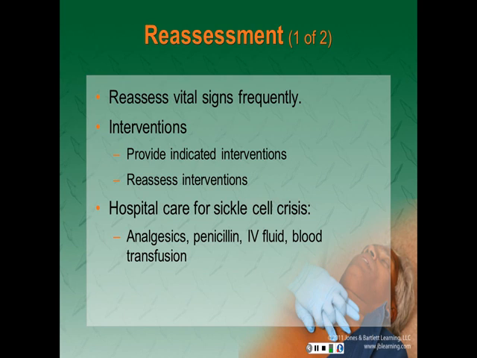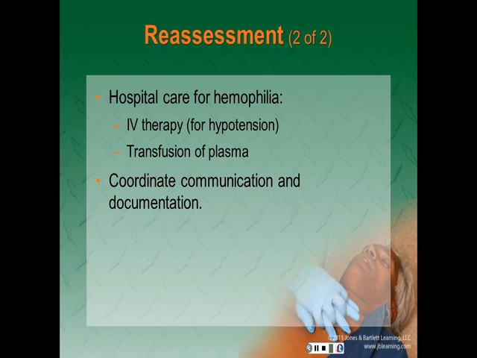Hospital care for sickle cell crises may include pain management with analgesics, penicillin for infection, IV fluid for hydration, and blood transfusion, depending on how bad the condition is. Hospital care for hemophilia may include IV therapy to treat hypotension and transfusion of plasma, and you need to coordinate your communication and documentation with your receiving facility.